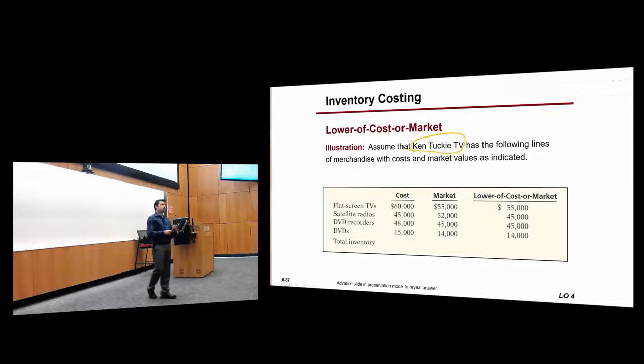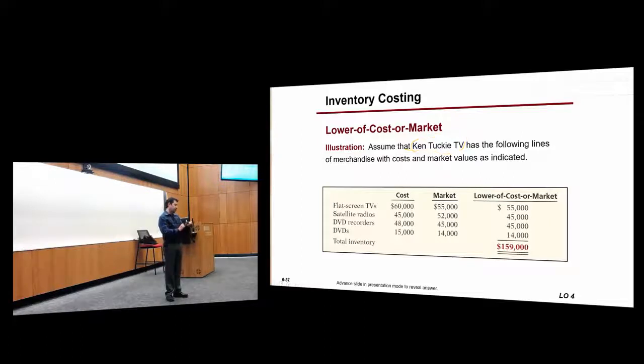Okay? Now companies can actually use LCM on an item-per-item or on a category basis. They can also just look at their total assets. So they just look at the aggregate number, all the assets at cost, and all the assets at market. So they look at the two values. They can do it, like I mentioned, for each item, or for each category, or for total assets.